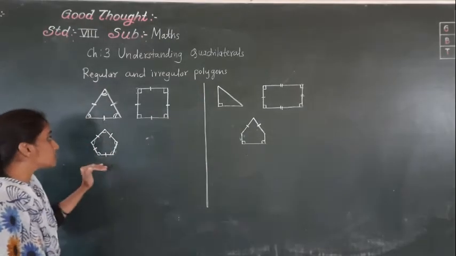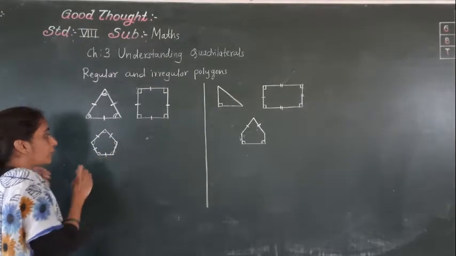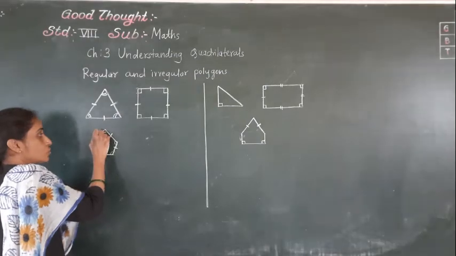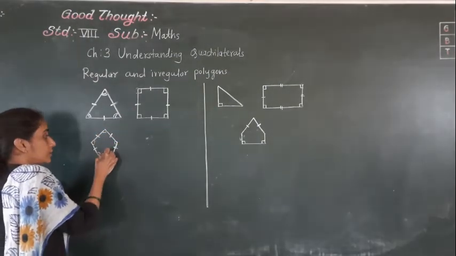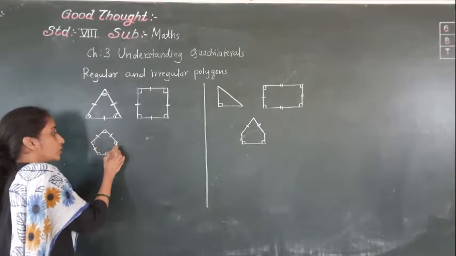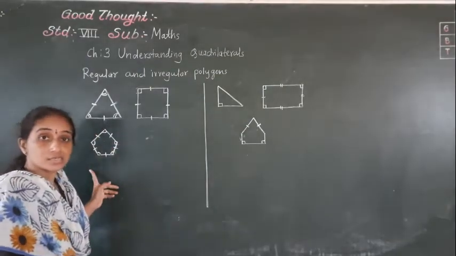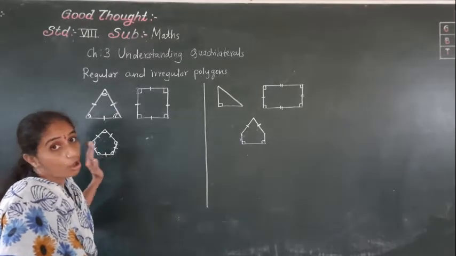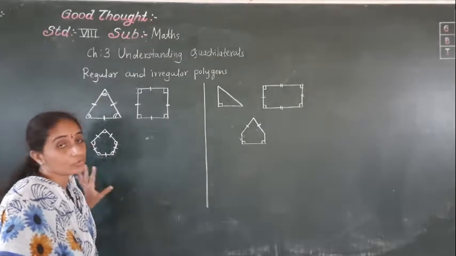Now, after that, this is a pentagon. Five sides: 1, 2, 3, 4, 5. And all five sides are shown equal. See, the sides are shown with a single line, which means these are equal, and these angles are also shown equal. So this is also a regular polygon because all sides and all angles of this pentagon are equal. So for this figure, what do we have to say?